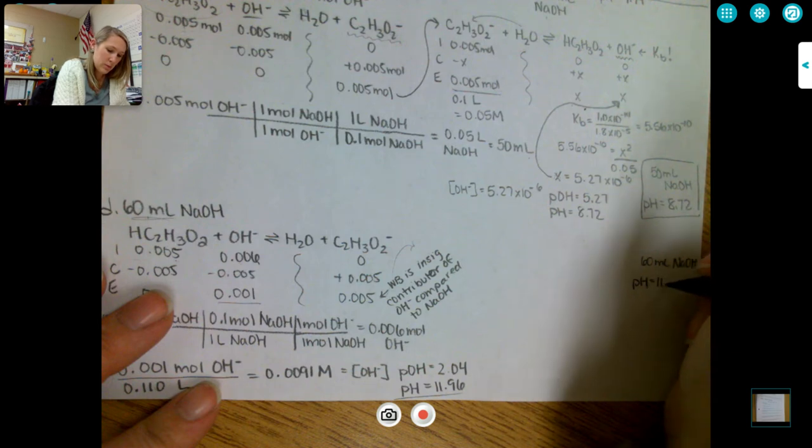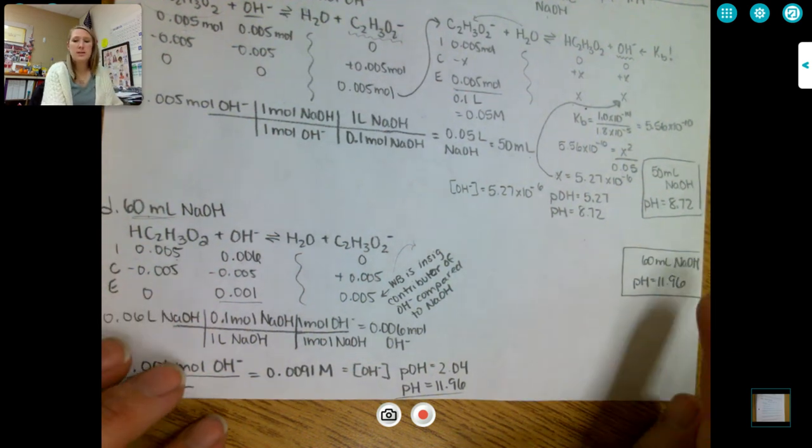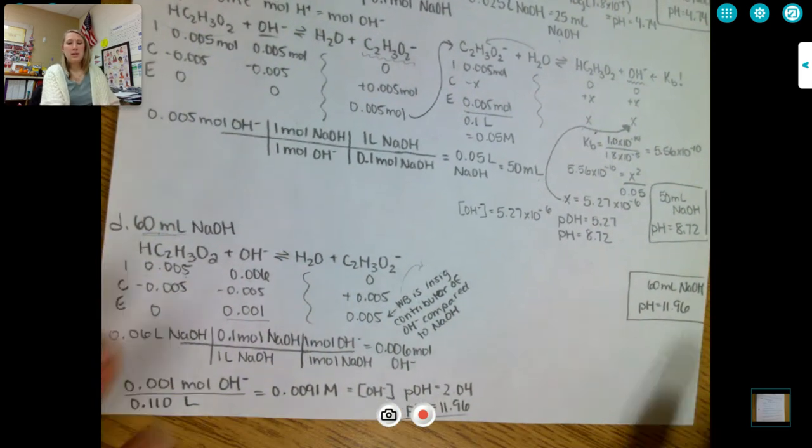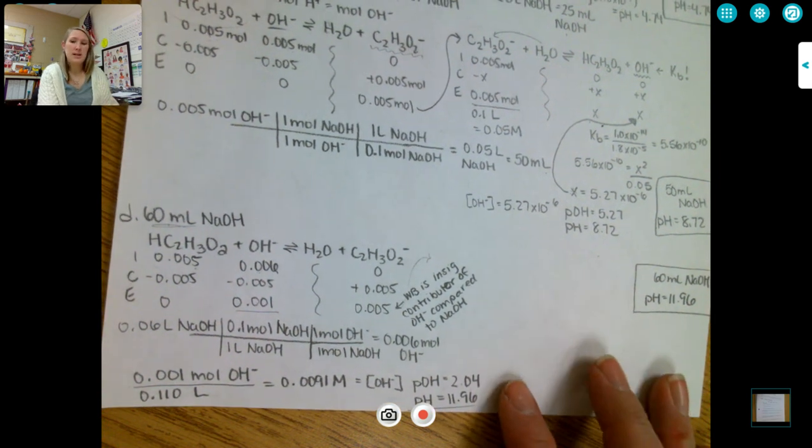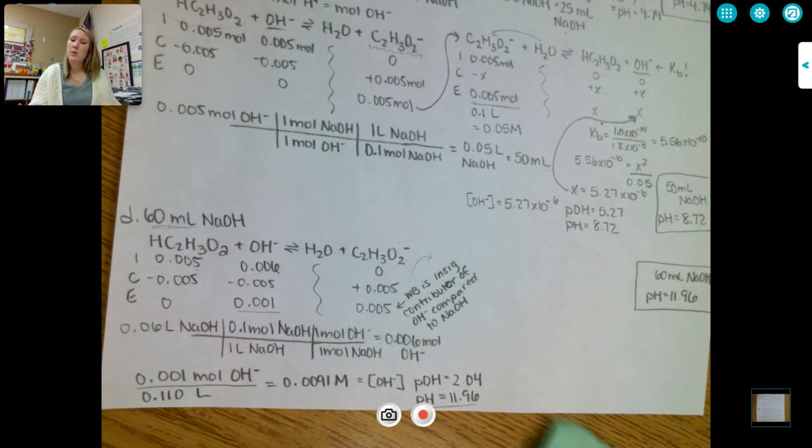pH equals 11.96. And now I have my 4 points for my graph, which I could then sketch out and draw my curve, and then I would know what my titration curve would look like. So lots and lots and lots of math. I think these are some of the most involved questions that we've got in AP Chem. So just work on it step by step. And as always, we'll practice a whole bunch in class tomorrow.